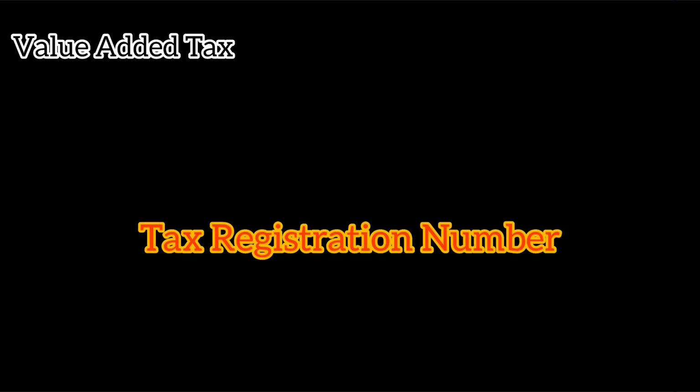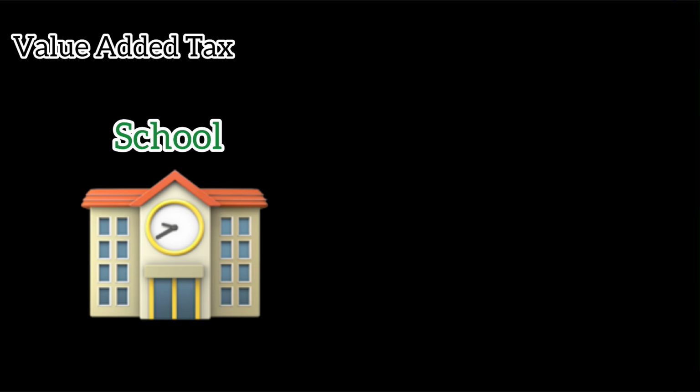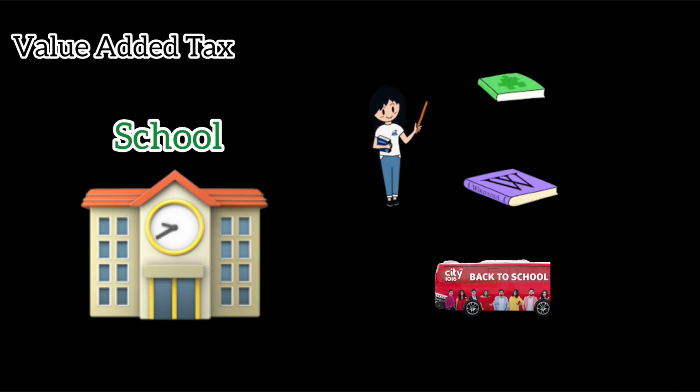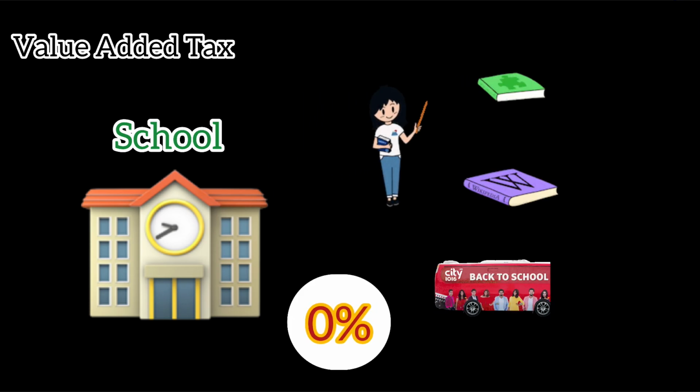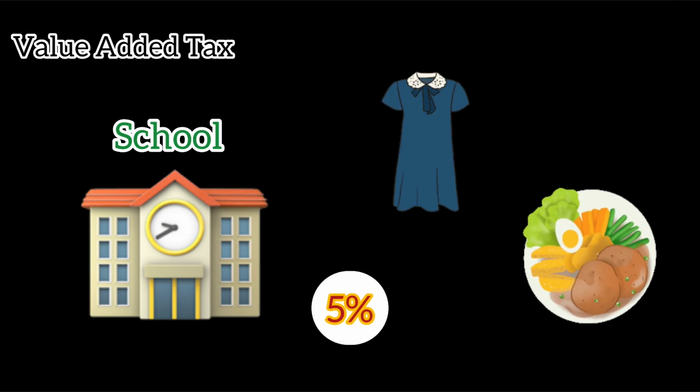Businesses are not allowed to charge VAT unless they are registered for VAT and have a VAT TRN, which is the tax registration number. And also, while providing a VAT invoice, the VAT invoice should contain the date, name, TRN number, price, and VAT amount. In the educational sector, the education materials and trips related to the curriculum come under zero rated, while the uniform, food on campus, etc. come under standard rated. Similarly, the VAT will be based on the industry in which you operate.